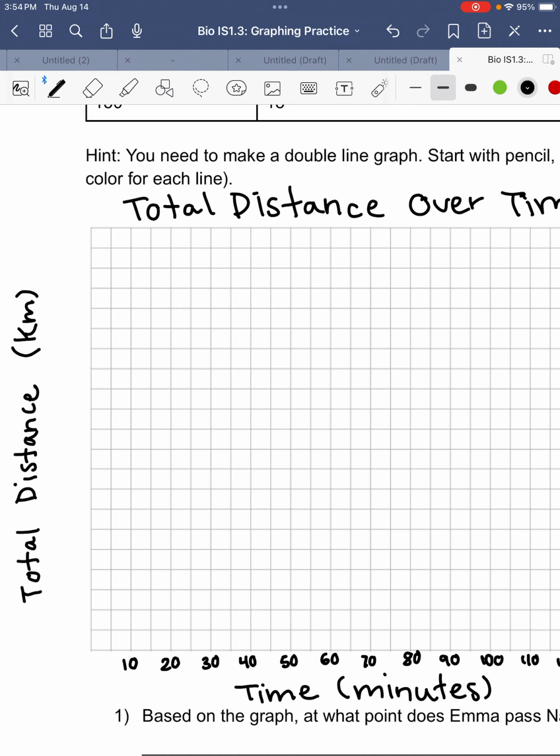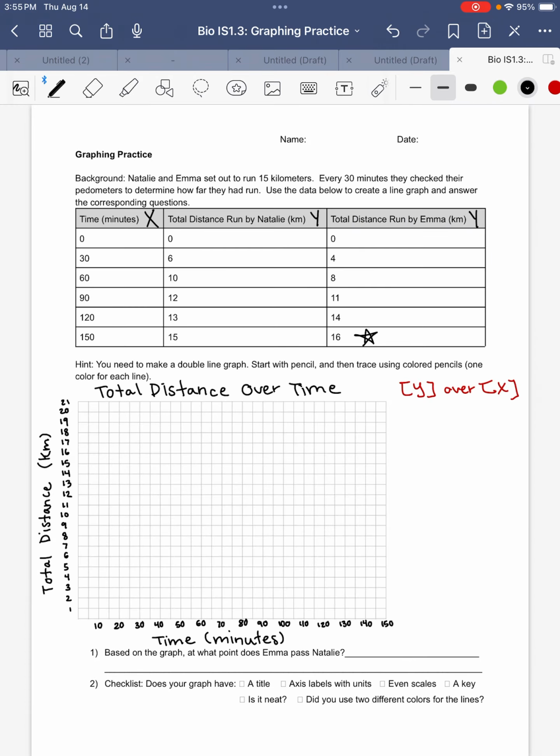For simplicity, I'm going to count by ones. I could do various things. 1, 2, 3, 4, 5, 6, 7, 8, 9, 10, 11, 12, 13, 14, 15, 16. I'll just continue counting all the way up to the top. And now we've set up our scale.